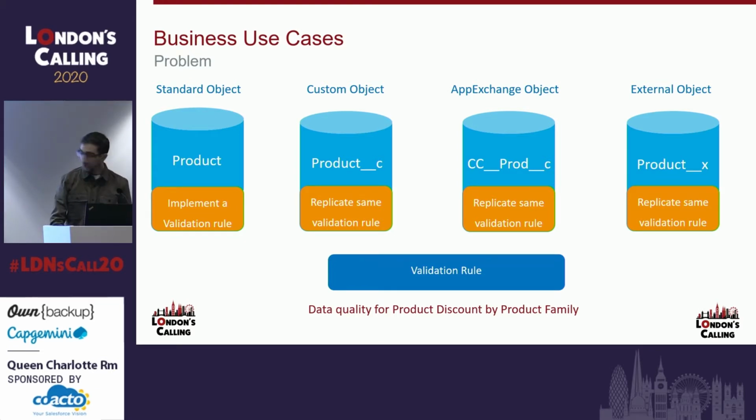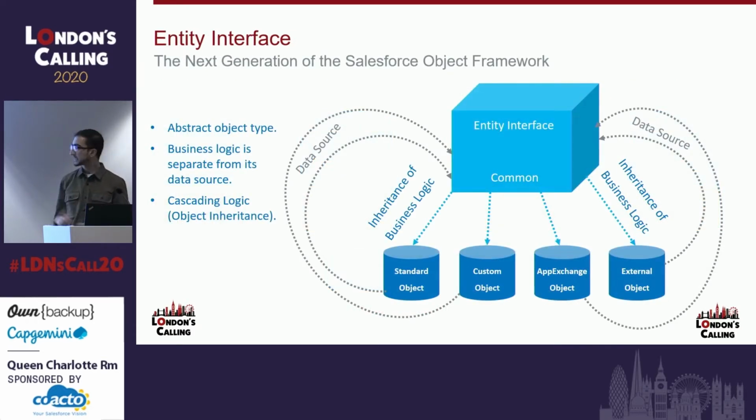Now, let's talk about how these problems can be resolved with entity interfaces. Entity interfaces are an abstract type of object, abstract objects. That means the business logic is separated from the data layer. The data sources of an entity interface will be a standard object, a custom object, an AppExchange object, meaning a managed package object, or an external object. We also talked about business logic, such as validation rules.